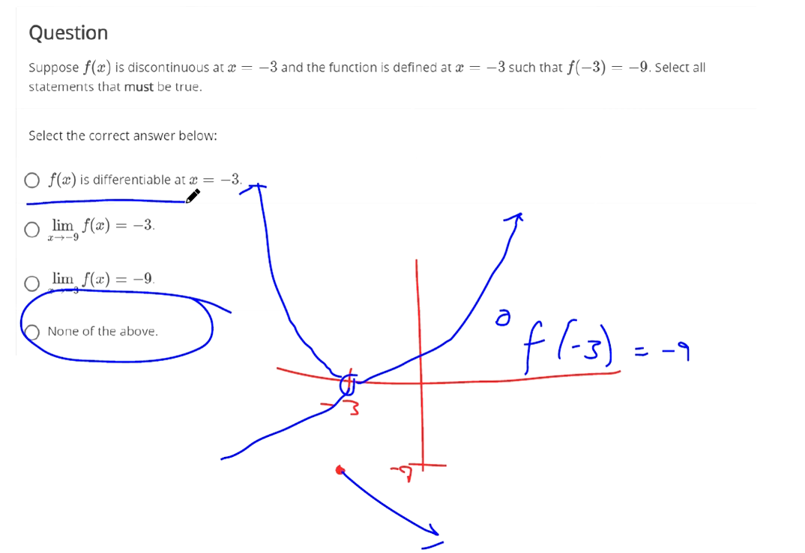We can't be sure that it's differentiable at x equals -3. Just because it's defined doesn't mean that it's differentiable. We just drew two examples to show that. We drew a jump discontinuity. We don't know that for sure. The limit as x approaches -9 is nonsense. It's supposed to be the limit as x approaches -3, and that doesn't necessarily have to equal -9 like I just demonstrated. So none of the above with this tricky question.